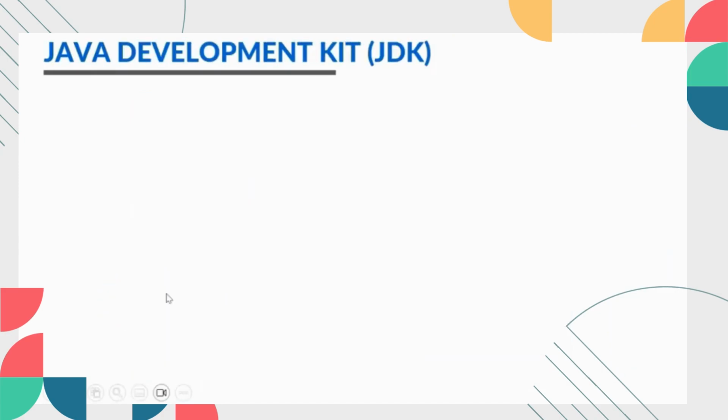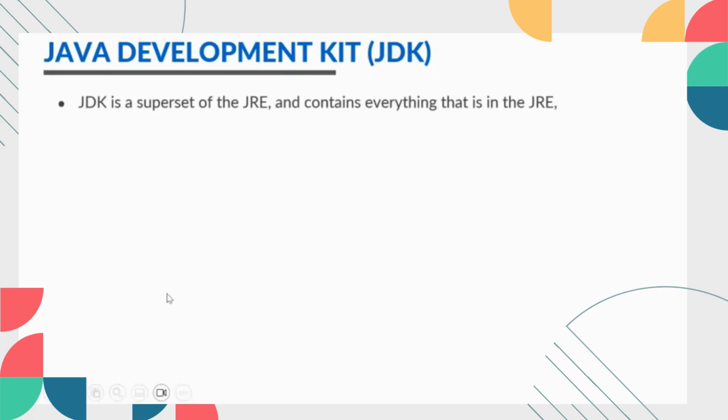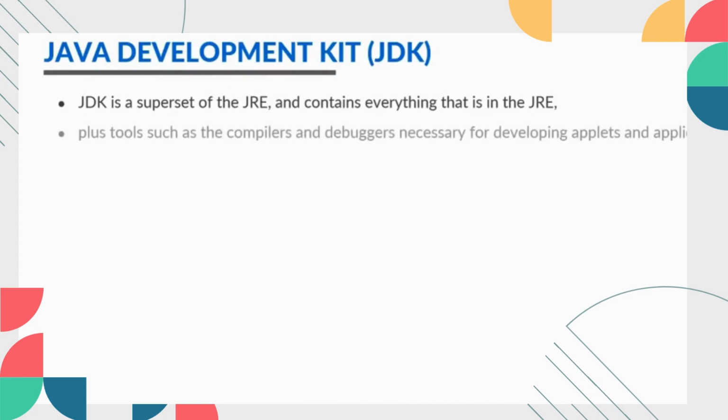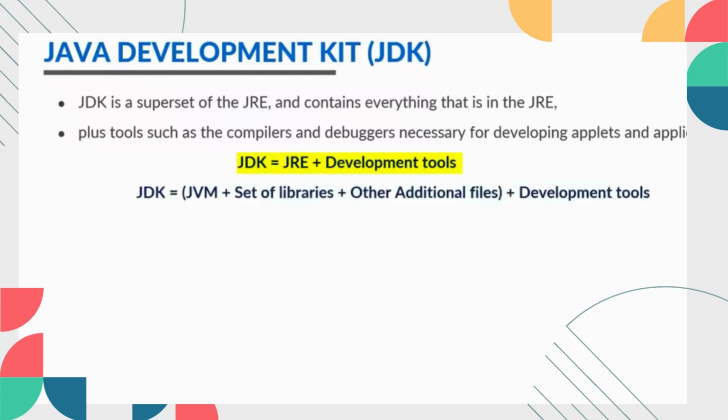Next, I'll tell you about the JDK. JDK is nothing but a kit that provides the environment to develop and execute a Java program. It is a kit that includes two things. One, it includes the development tools to provide an environment to develop your Java program, and the other is the JRE. So the JDK is the JRE plus development tools, that is, the JVM, a set of libraries, other additional files, and development tools.